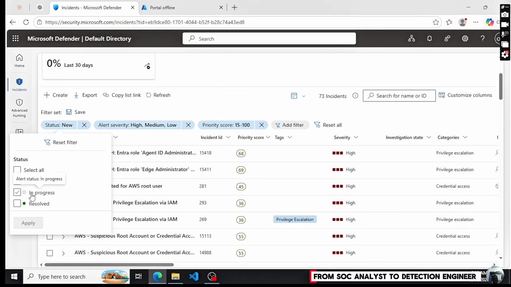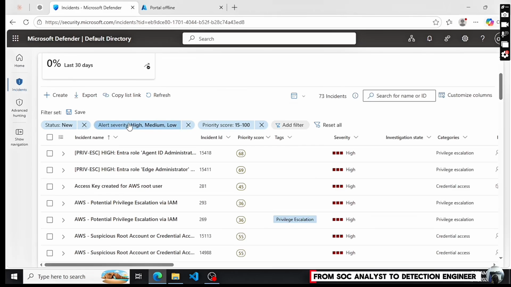If you see in progress, meaning that there's already work going on it. Somebody, maybe one of the analysts, is already working on it. If you see resolved, it means they have actually looked through it and determined whether it is true positive or false positive. That's it. Now the second part is the severity.